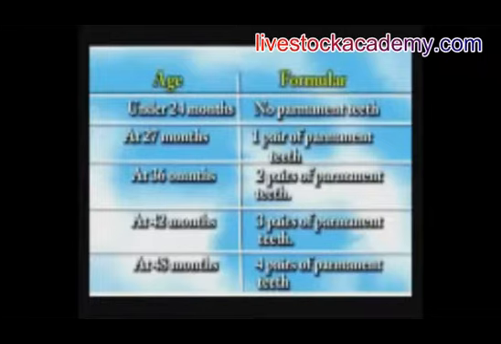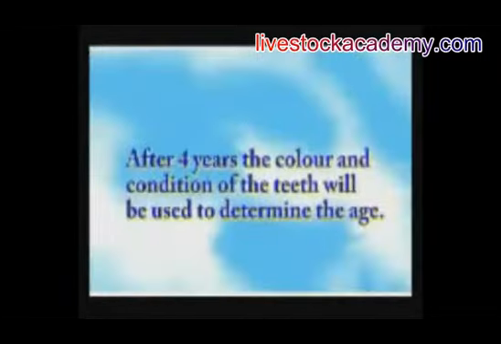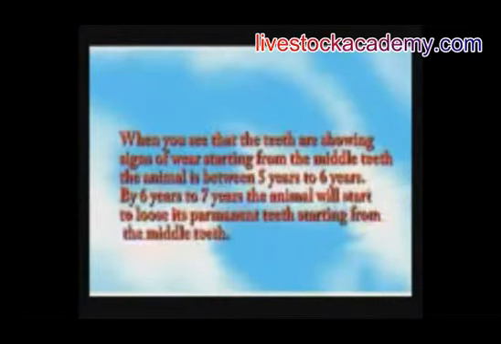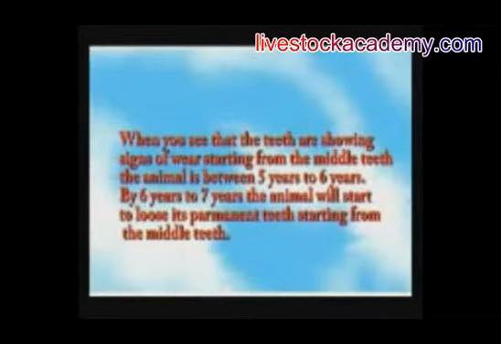This is 4 years. When the cattle begin to age, the color of these teeth will be changing, starting from the middle. It will show signs of wear. By 5 to 6 years, the wear starts from the middle, and the aging is little by little. By 6 to 7 years, the cattle will start losing these permanent incisors, starting from the middle one. So by 7 years, the teeth will be falling out little by little.